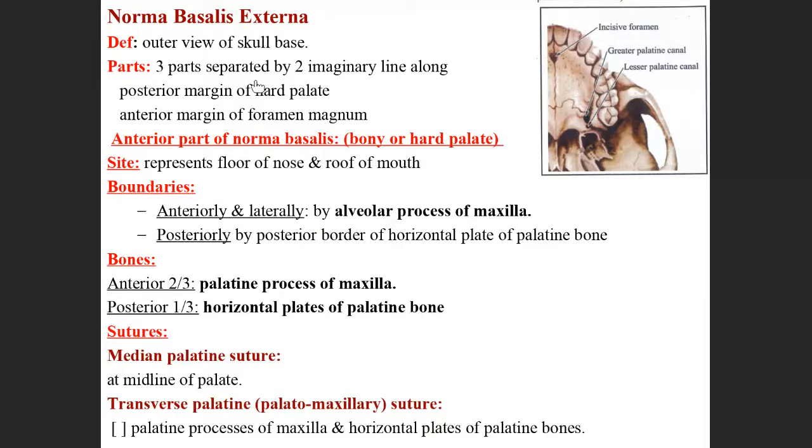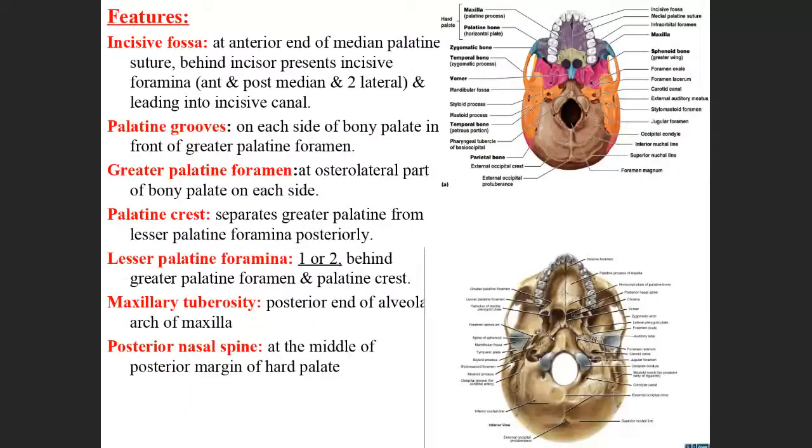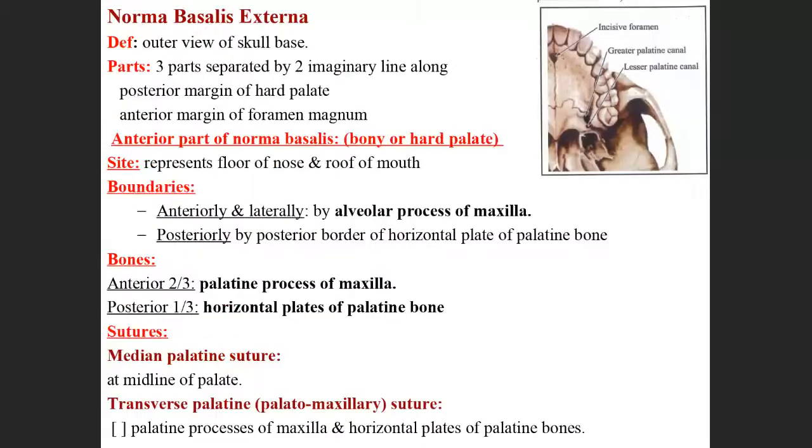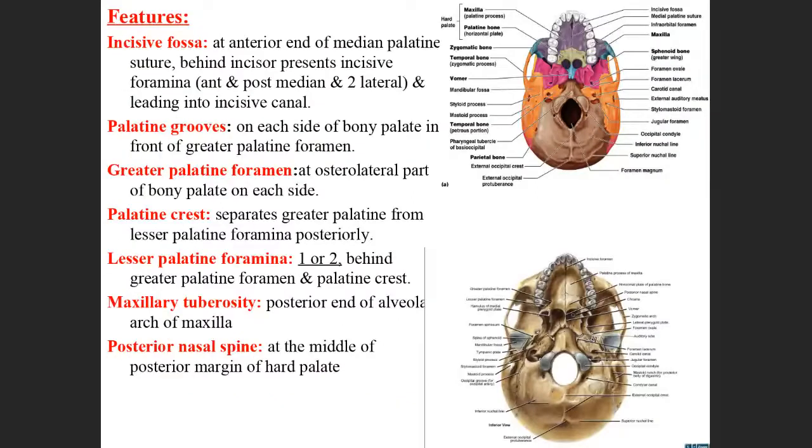So it has three parts separated by two imaginary lines along the posterior margin of the hard palate: the front part, middle and posterior part of the base of the skull. Okay. The anterior part of the norma basalis. So what is the anterior part? The bony or hard palate. This one.